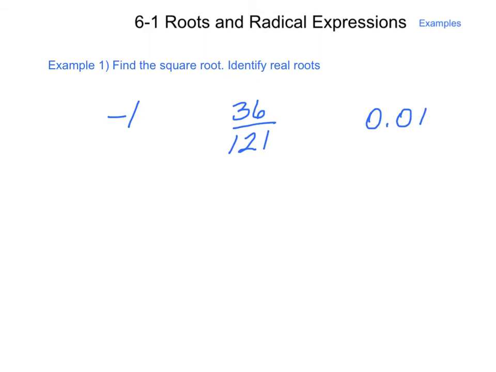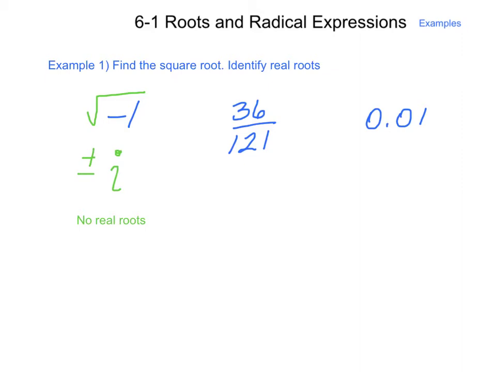Now let's do some examples. Here we need to find the square roots and identify the real roots. We'll start with finding the square root of -1. As we know from chapter 4, the square root of -1 is equal to i. Make sure, because it's an even root, that we write plus or minus. However, since our answer has an imaginary unit in it, there are no real roots. Make sure you identify that.